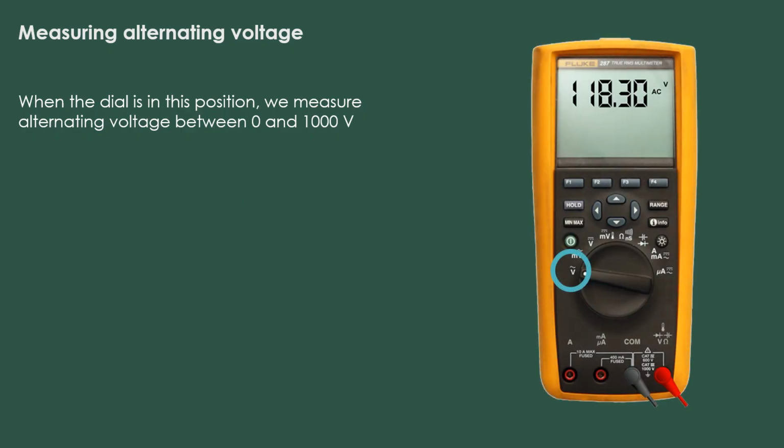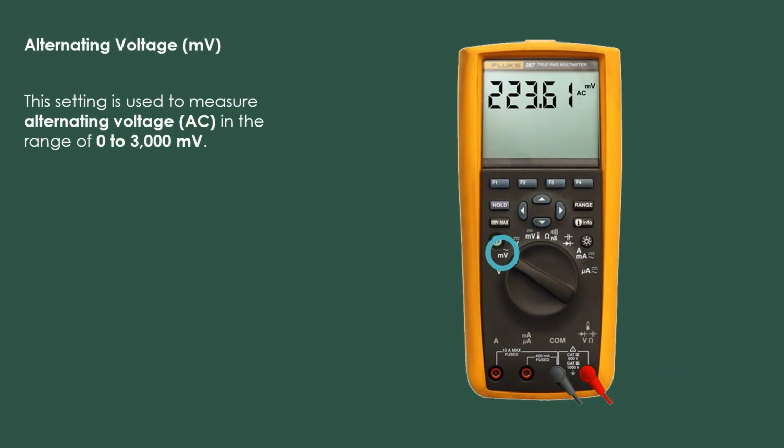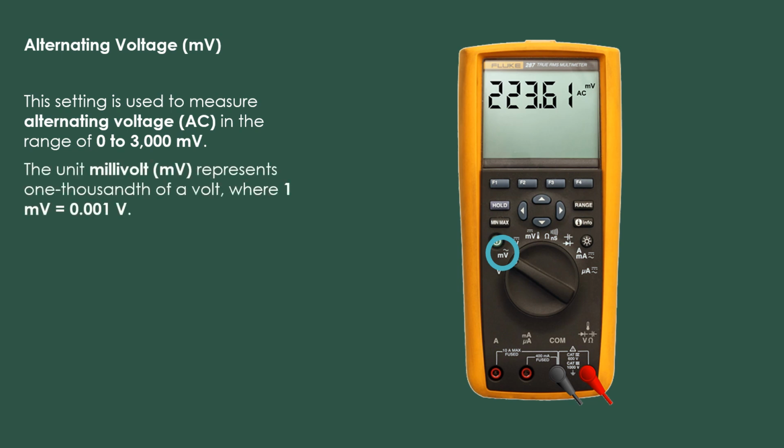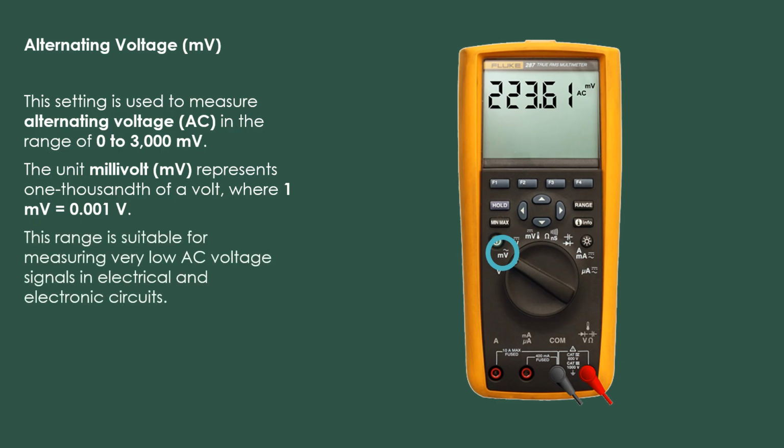Measuring alternating voltage. When the dial is in this position, we measure alternating voltage between 0 and 1000 volt. Alternating voltage, millivolt. This setting is used to measure alternating voltage, AC, in the range of 0 to 3000 millivolts. The unit millivolt represents 1,000th of a volt, where 1 millivolt equals 0.001 volt. This range is suitable for measuring very low AC voltage signals in electrical and electronic circuits.